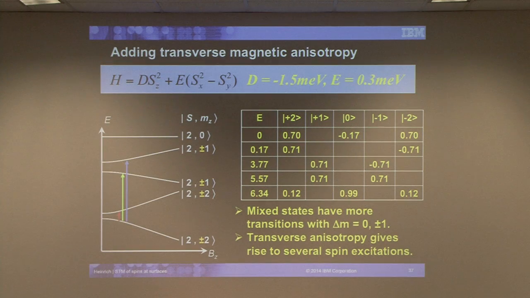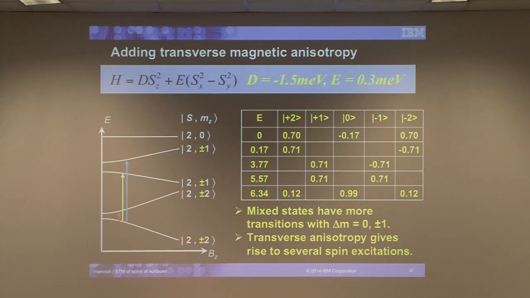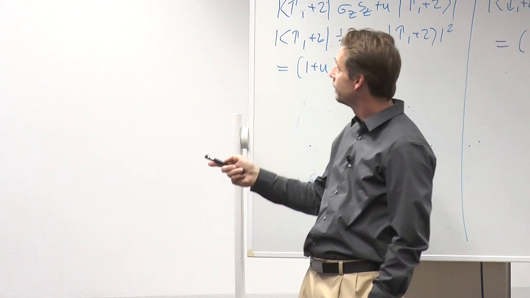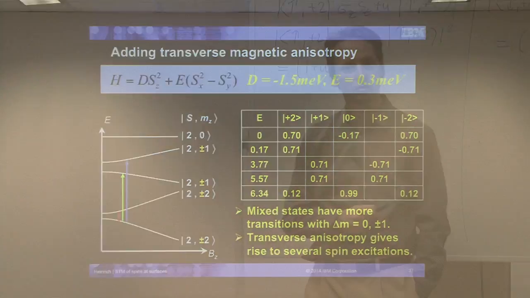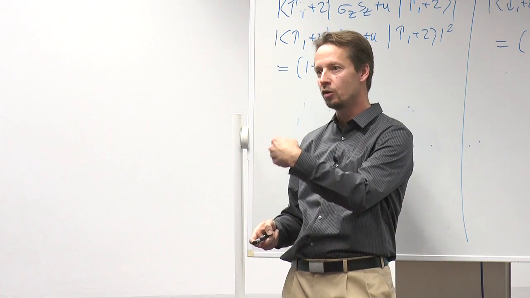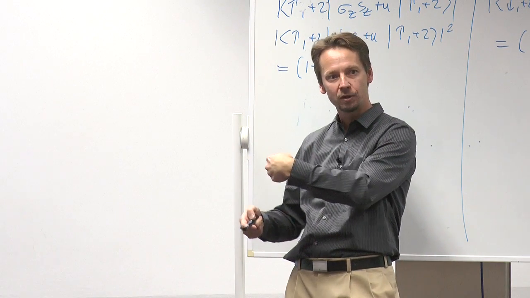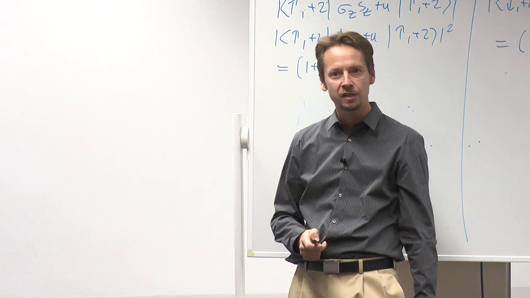Okay. Now, if we include this transverse magnetic anisotropy term, then what you see is that you get a much more rich picture of what the quantum states are here. The ground state is now a mixture of m equals +2 and m equals -2. That means that this iron atom in the ground state is pointing its spin along one particular spatial direction equally up and down. Quantum coherent superposition of these two states.